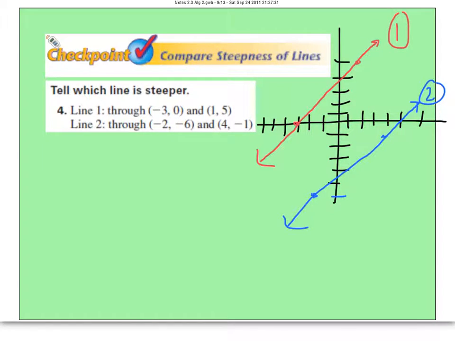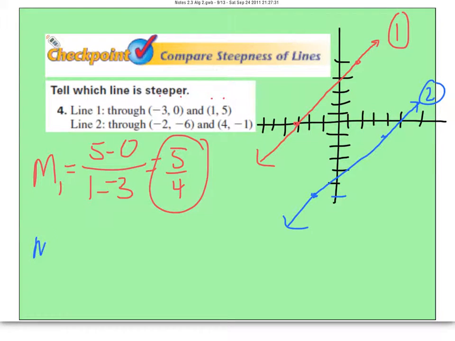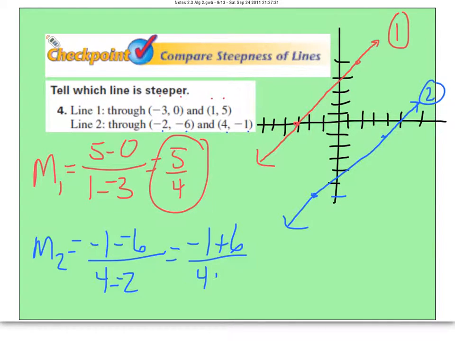So let's do the math. Slope of line 1, put a little 1 there. Do 5 minus 0 over 1 minus negative 3. That's 5 over 4, and I'm going to circle it. Slope of line 2: negative 1 minus negative 6 over 4 minus negative 2. It's negative 1 plus 6, and 4 plus 2. That's going to be 5 over 6.